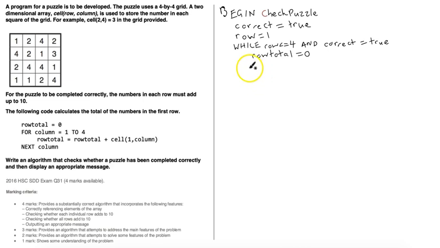And we can just use that for loop that was provided here and just modify it a little bit so that it's going through the correct row and not just through the first row. So we can say for column equals 1 to 4. So we don't need to change that because there are 4 columns.